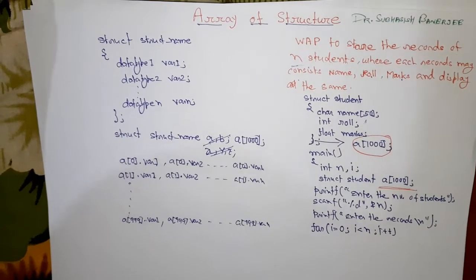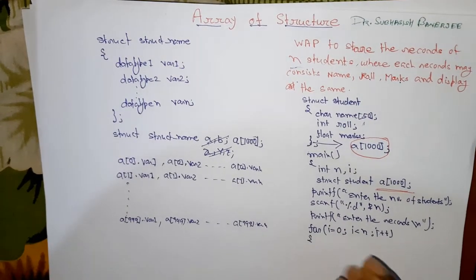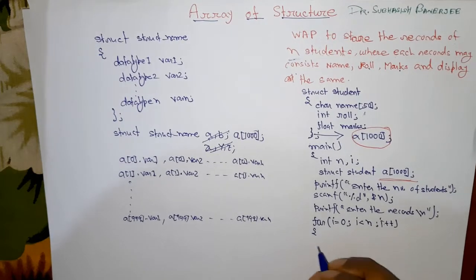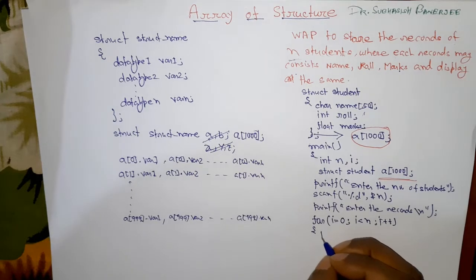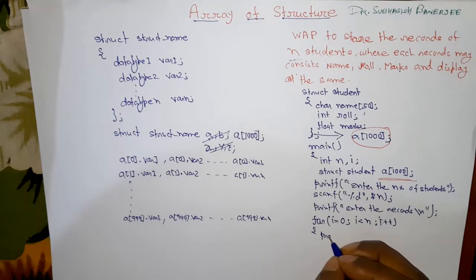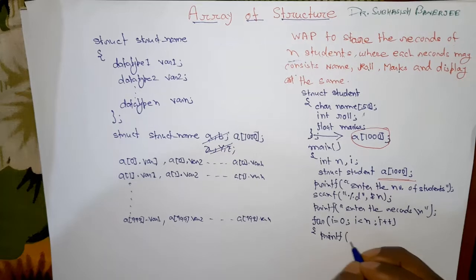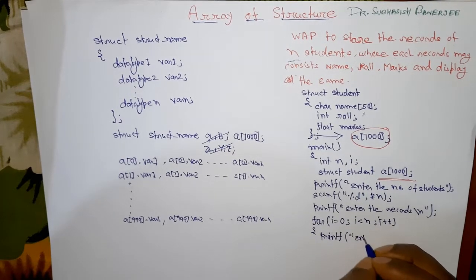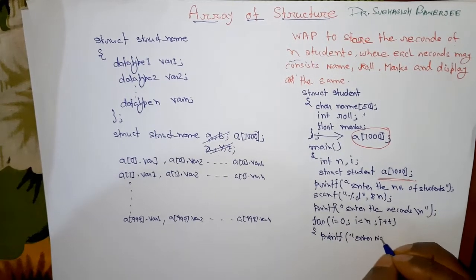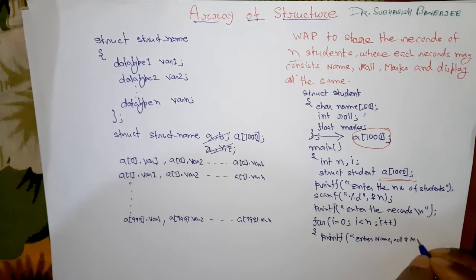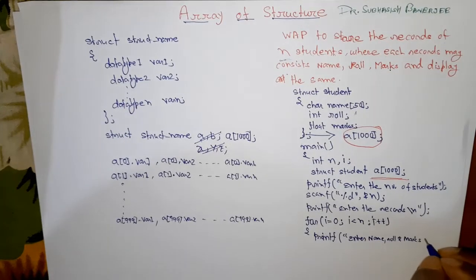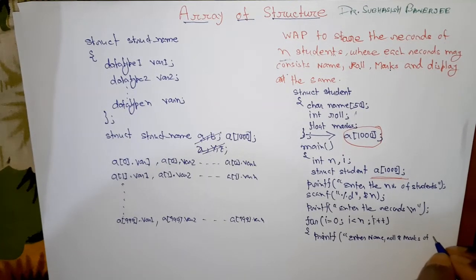Now here, for your benefit, you might display a message about which student you are going to record. For the first student, you may display the message; it is completely optional, the choice is yours. printf: enter name, roll, and marks of ith student.